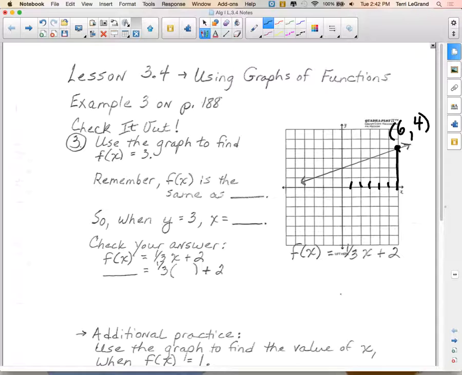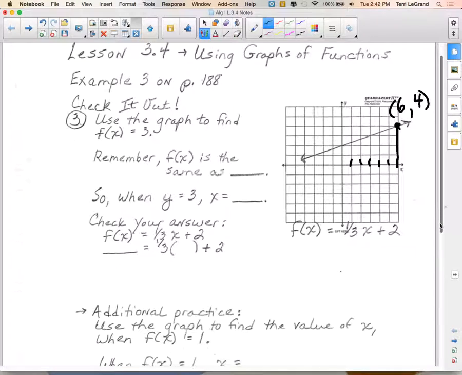Now we're going to use that same graph, and we're going to do check it out problem number 3, which is below that example. So when they say use the graph to find it, we do not do anything algebraic. But then when they tell us to check our answers, that's when the algebra comes into play. So get rid of that one, that was the example. For check it out problem number 3, it says use the graph to find f of x equals 3.